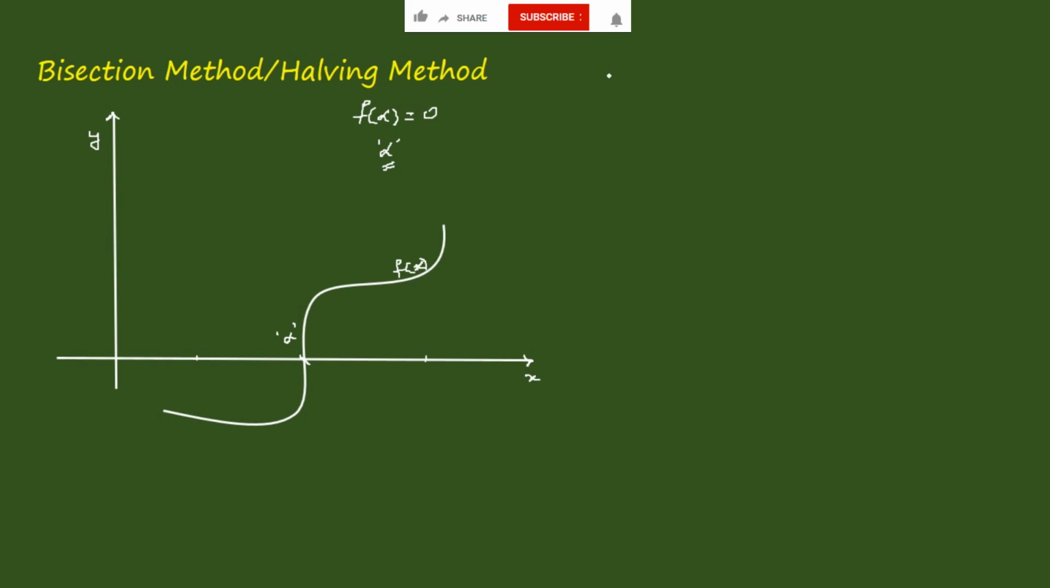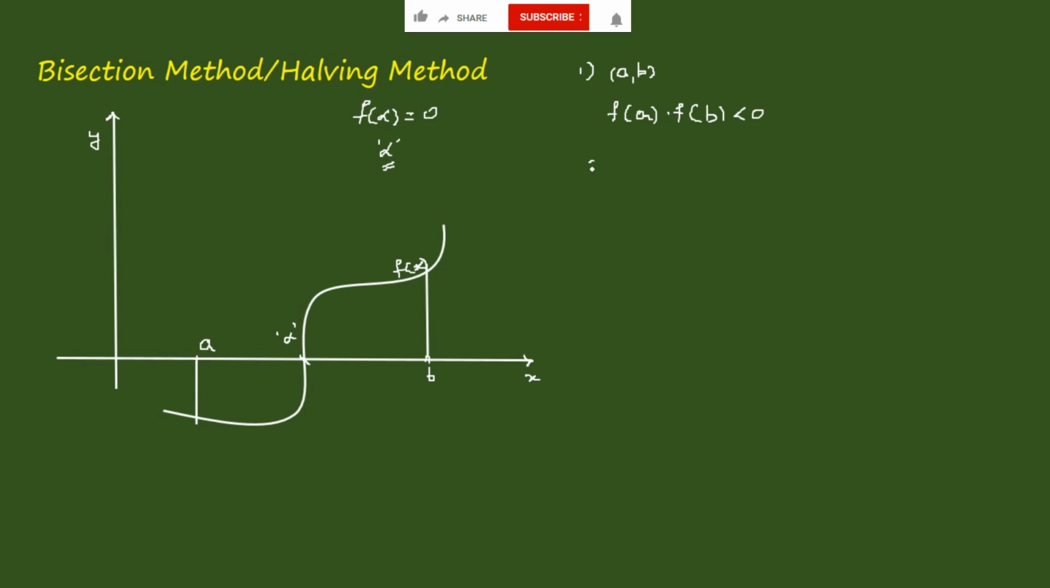Now for this, I'll be explaining step by step. First, consider two values, a and b, two intervals such that f of a into f of b should be less than 0. Now if you consider a value here, this one is a and this one is b. This is a straight line, and this is also a straight line.